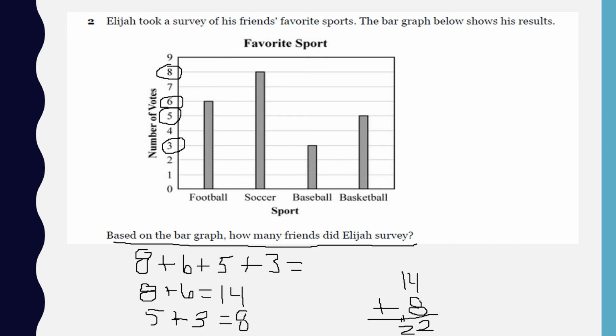Elijah surveyed 22 friends. Be sure to write your answer in a complete sentence.